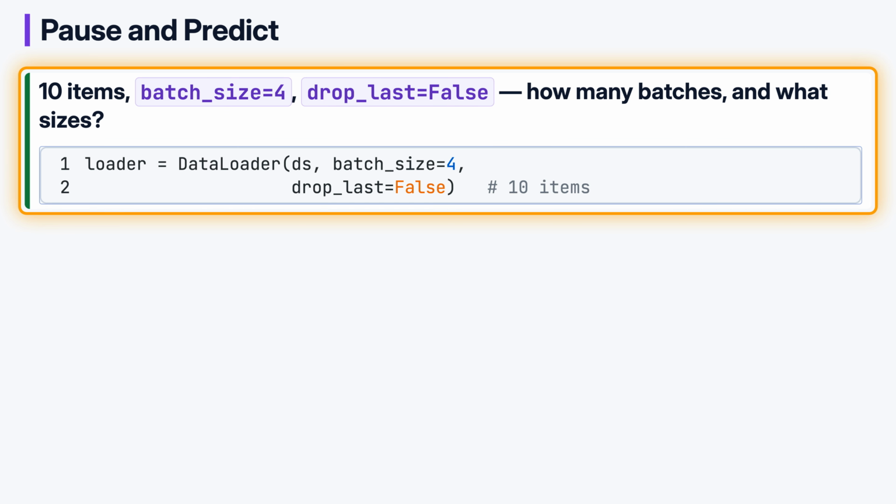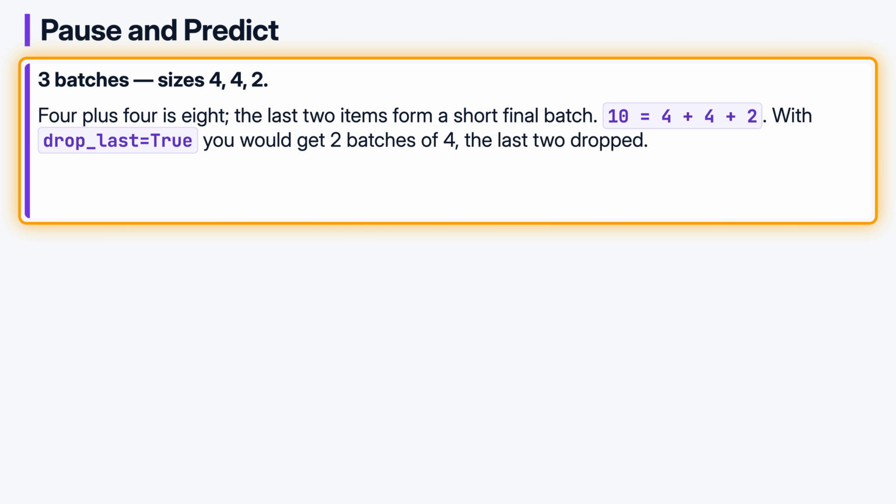One more check before we go. 10 items, batch size 4, drop_last=False. How many batches and what sizes? Pause and predict. It is 3 batches, sizes 4, 4, and 2. 4 plus 4 is 8. The last 2 items form a short final batch. The trap is forgetting the remainder.